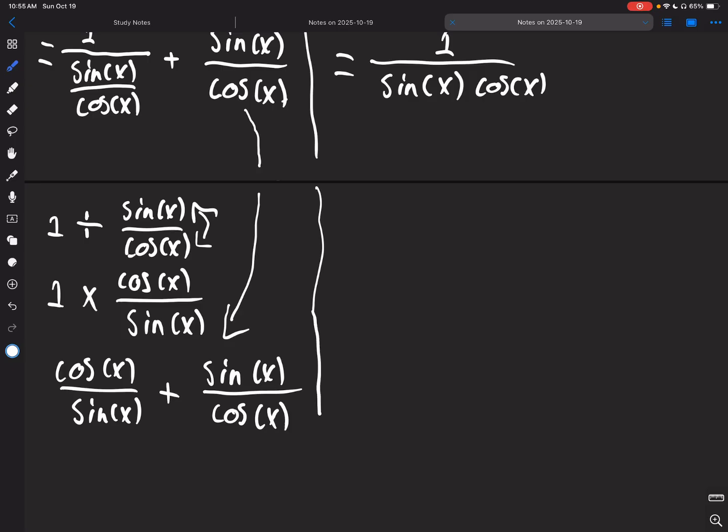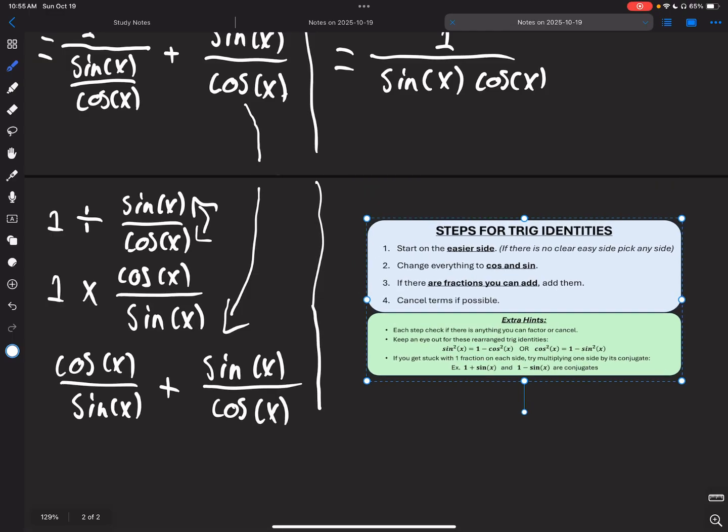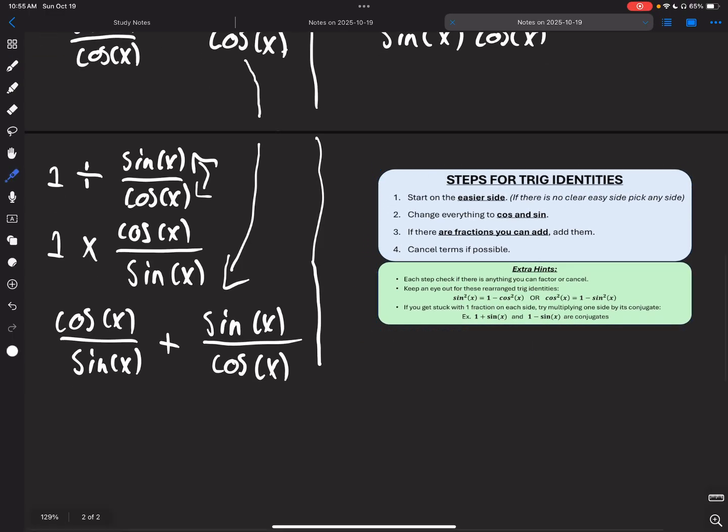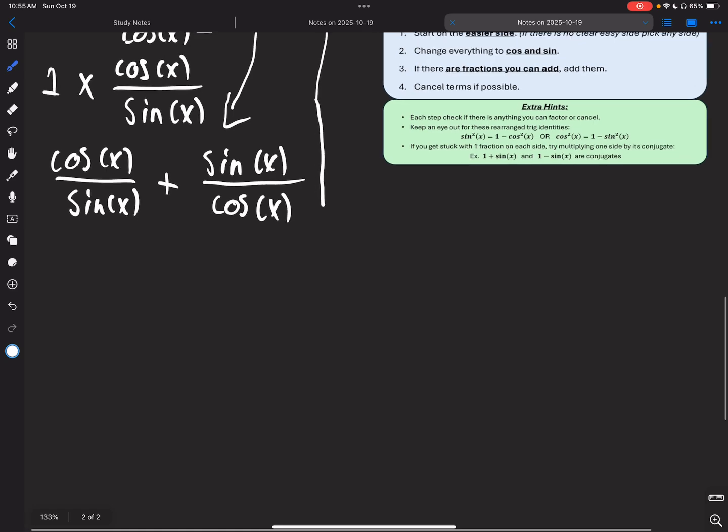Okay, now at this point, if we go back up to our rules, actually let me bring this down here. If we're looking at our rules, step 1, we started on the easier side. Step 2, we changed everything to cos and sine. Now step 3, if there are fractions you can add them. So right here, we have fractions we can add, so let's add them. Now to add these fractions, we need to find a common denominator.